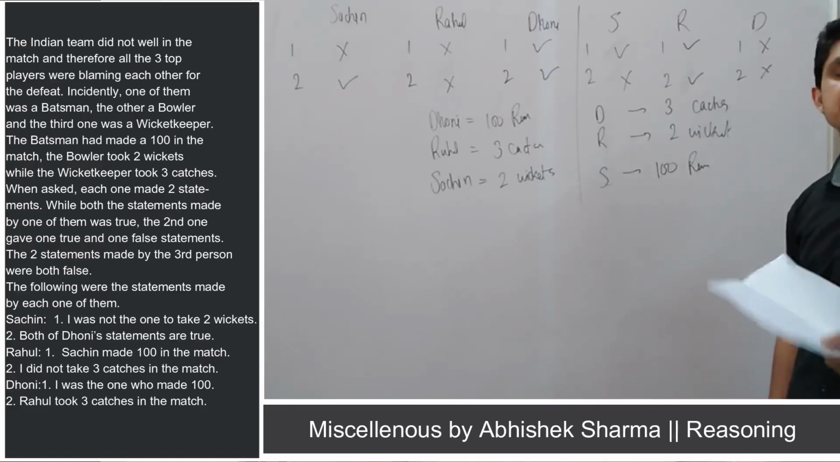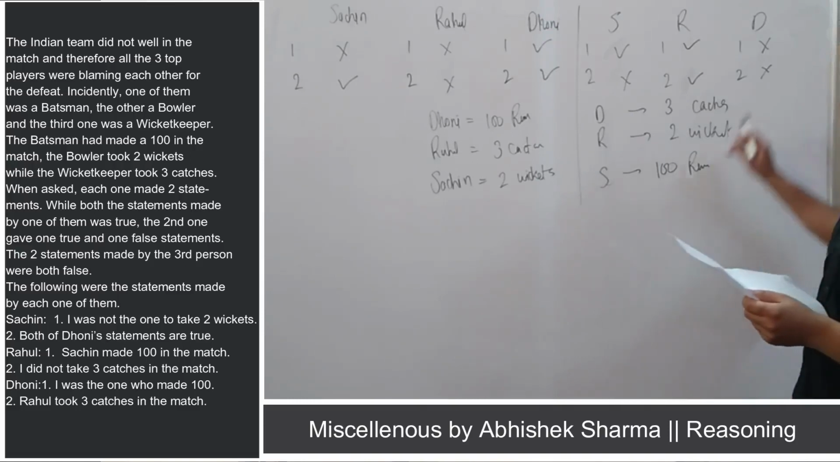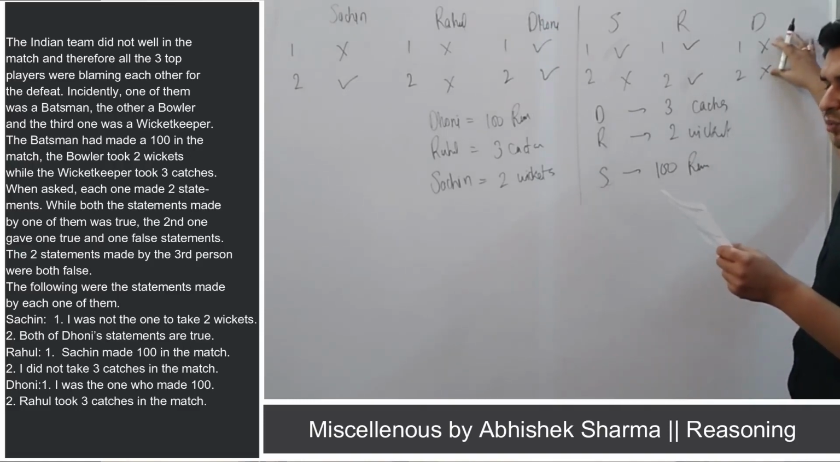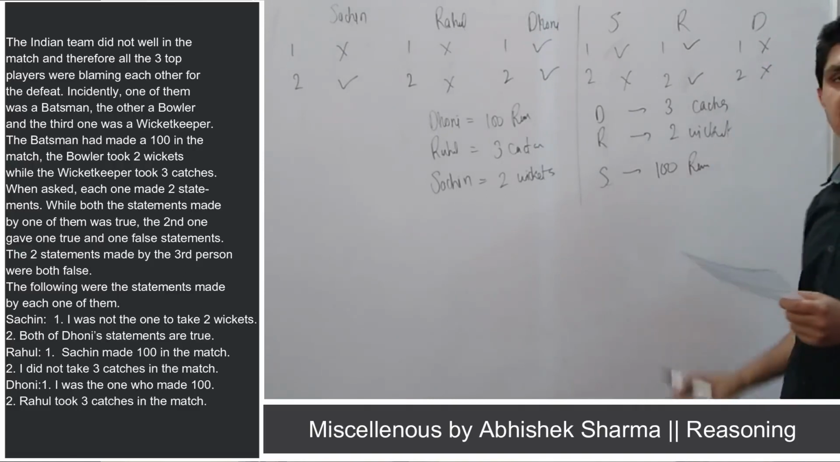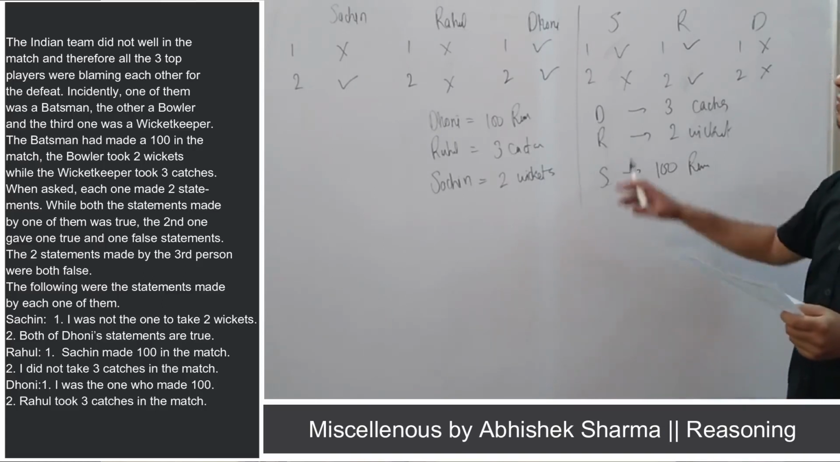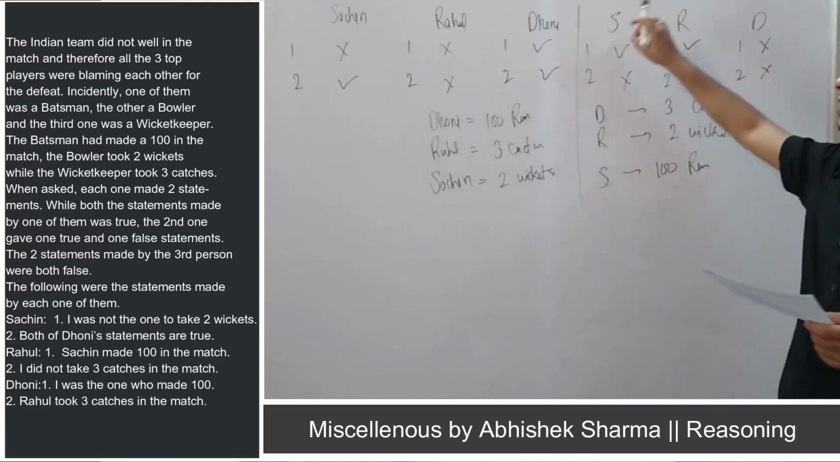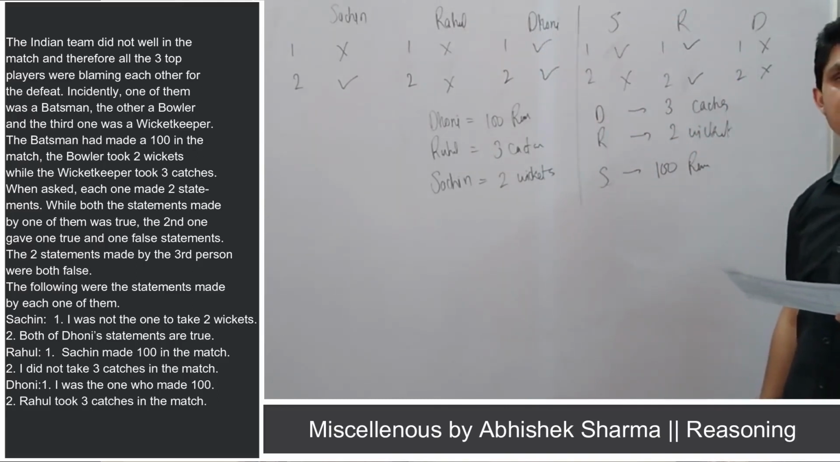Answer number D. Right? If we check question number 16, if Dhoni gave both false statements, who made 100 runs? So here Sachin is making 100 runs. Right? Okay. Thereafter question number 17, which player gave one true, one false statement? In that case, Sachin is giving one true, one false statement, and in this case also Sachin is giving one true and one false statement. So the answer will be Sachin. That is your option number A.